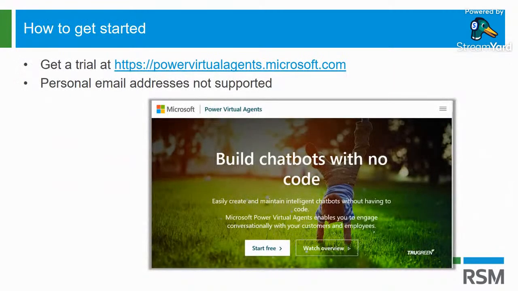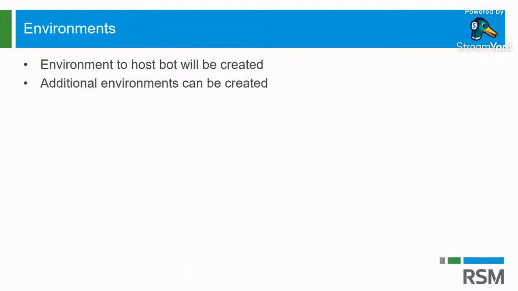So let's talk about how you can get started. I would definitely recommend doing this so you can play around with it a little bit. You can get a trial at powervirtualagents.microsoft.com. Keep in mind that you have to use a work email address for this. You can't use your personal email address like your Hotmail or your Gmail or anything like that. So keep that definitely in mind.